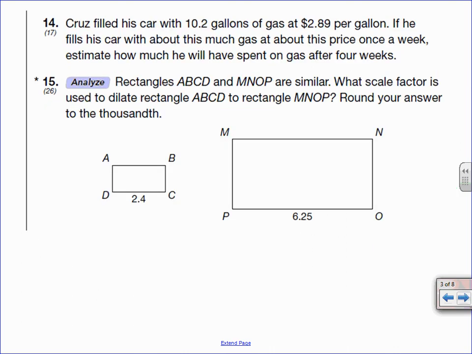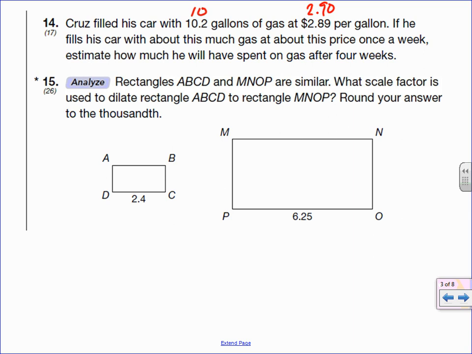Cruz filled his car with 10.2 gallons of gas at $2.89 per gallon. If he fills his car with about this much gas at this price once a week, estimate how much he will have spent on gas after 4 weeks. So if I'm going to estimate, I'm going to call this 10 gallons, and I'm going to call this $2.90. I could call it 3 as well. $2.90 is going to give me a better estimate though.